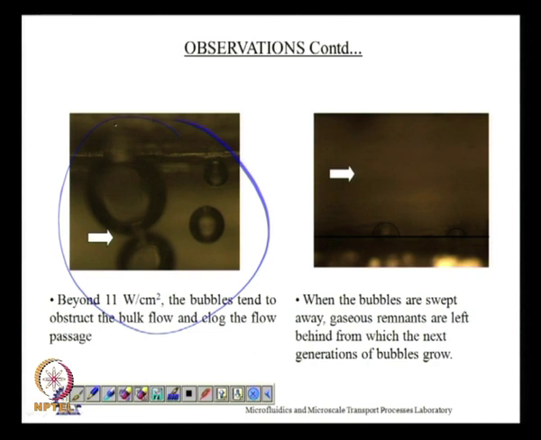Another interesting thing, which is still yet to be explained, is what happens when the bubbles are swept away. There will be some remnants of the bubble on the surface, and the remnants of the bubbles on the surface would act as nucleation sites for future bubbles. So, the future bubbles will grow from that site itself at the same heat flux.